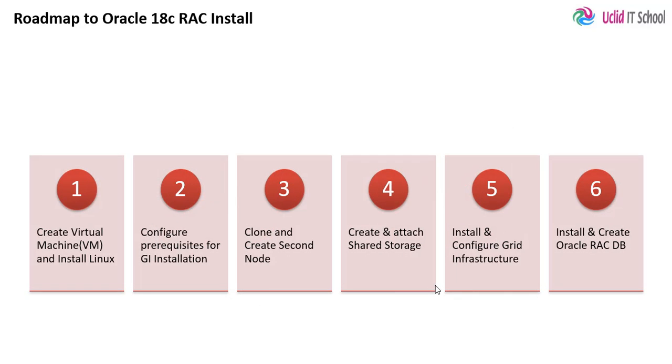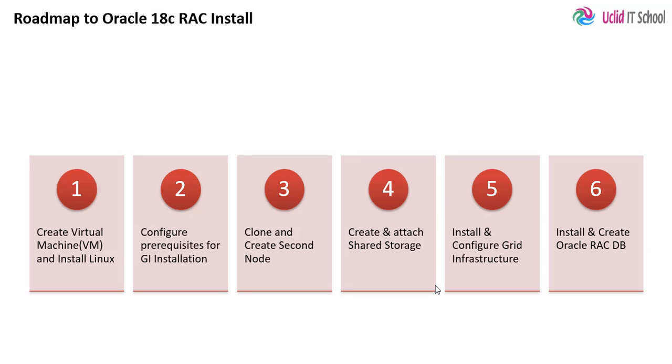Now let us see the roadmap to install Oracle 18c RAC. Installing Oracle 18c RAC consists of many steps. The first one is we have to create a virtual machine and install Oracle Linux. And next we have to configure prerequisites for Oracle 18c grid infrastructure installation. Then we have to clone and create the second node. Next we have to create and attach a shared storage.